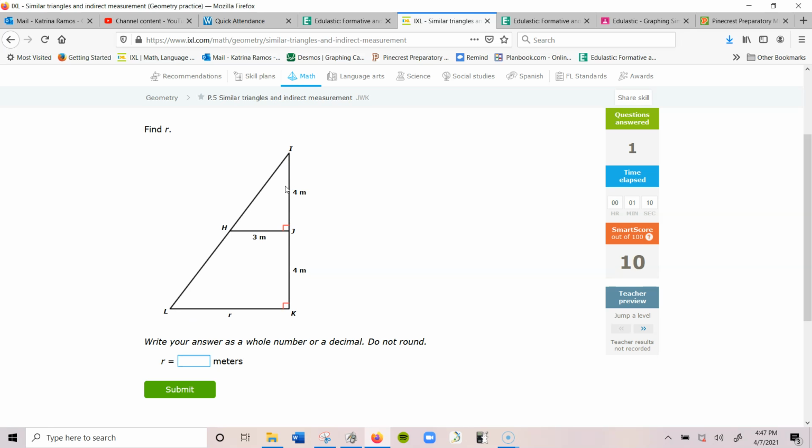And this little side here, the 4, is going to correspond with the long side of the triangle, which is 8. So since I'm trying to find the big one, in order to get from the small 4 to the large 8, 4 to 8, we multiply by 2. So 3 times 2 will give me that R is 6.